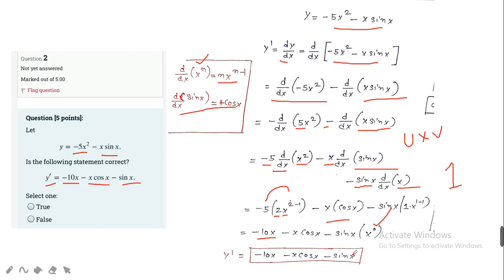So minus 10x minus x cos x minus sin x. So our statement is true. So in this way we can calculate if a single function has two or more functions.